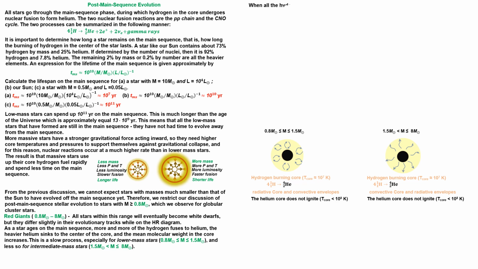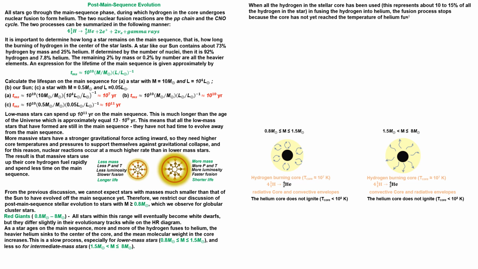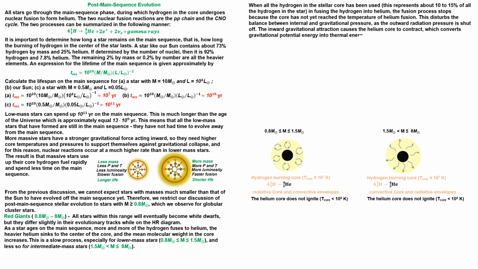When all the hydrogen in the stellar core has been used in fusion, converting hydrogen into helium, the fusion process stops because the core has not yet reached the temperature of helium fusion. This disturbs the balance between internal and gravitational pressure, as the outward radiation pressure is shut off. The inward gravitational attraction causes the helium core to contract, which converts gravitational potential energy into thermal energy.